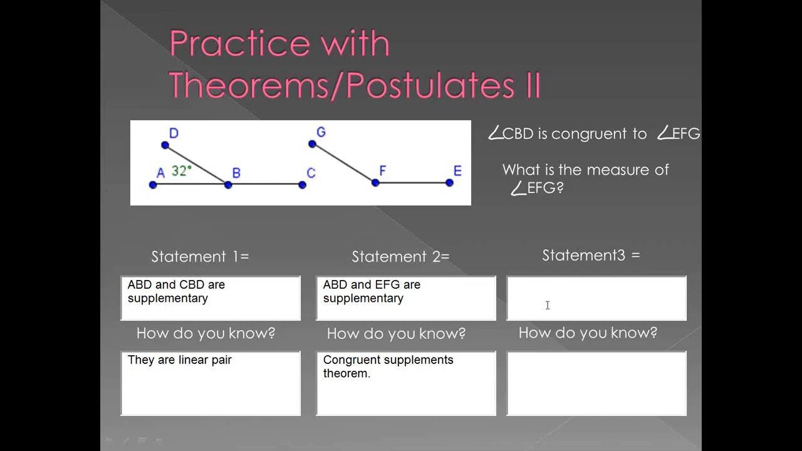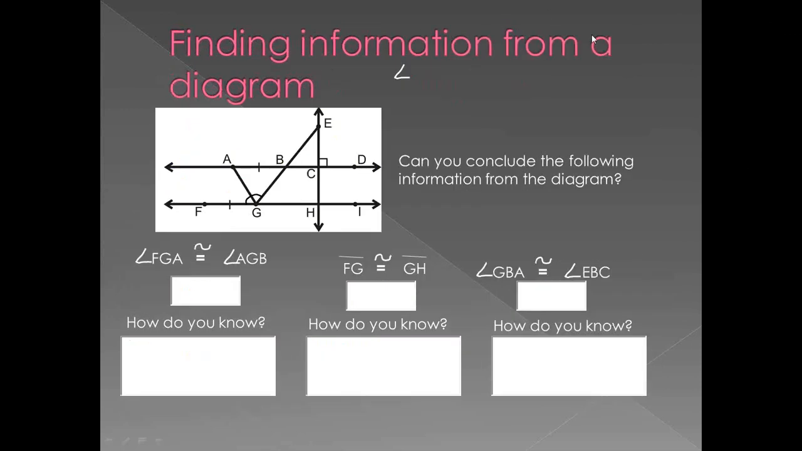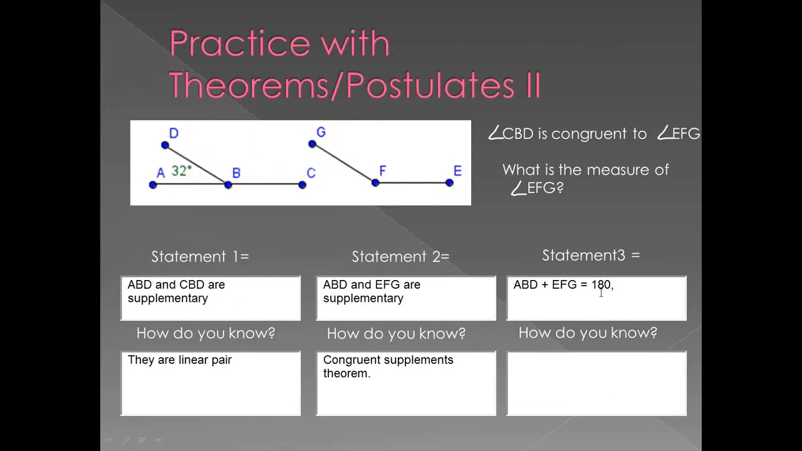now that we know that, we can use that information to do what I said before when I went ahead of myself, that they add up to 180. And then we'll fill that into our equation, and then we'll find out, since ABD is 32, what's the value of EFG?